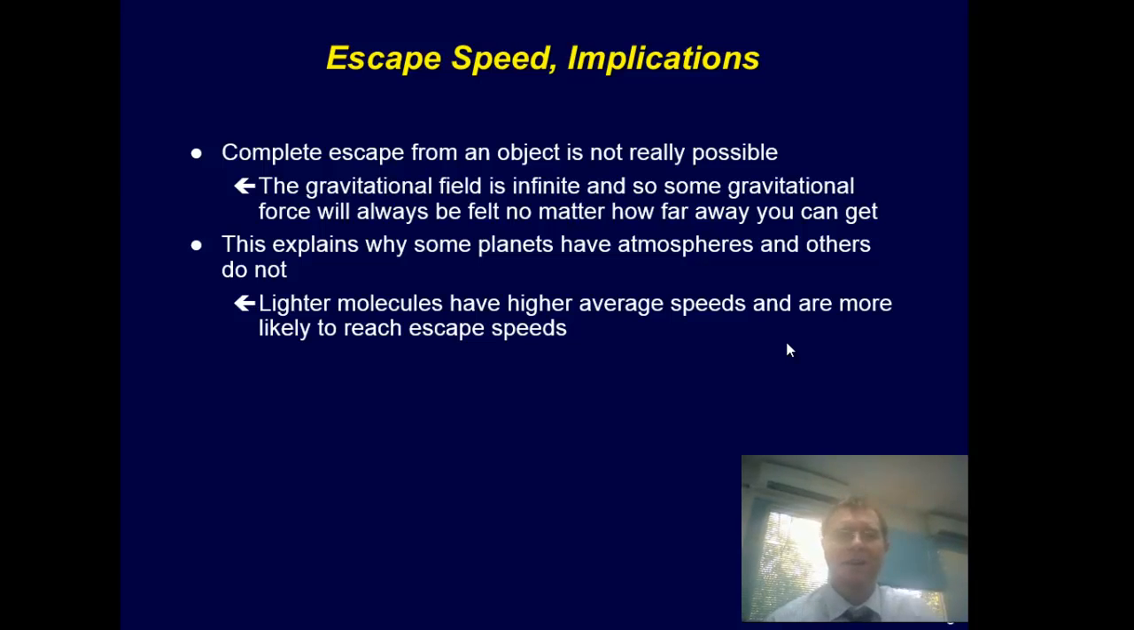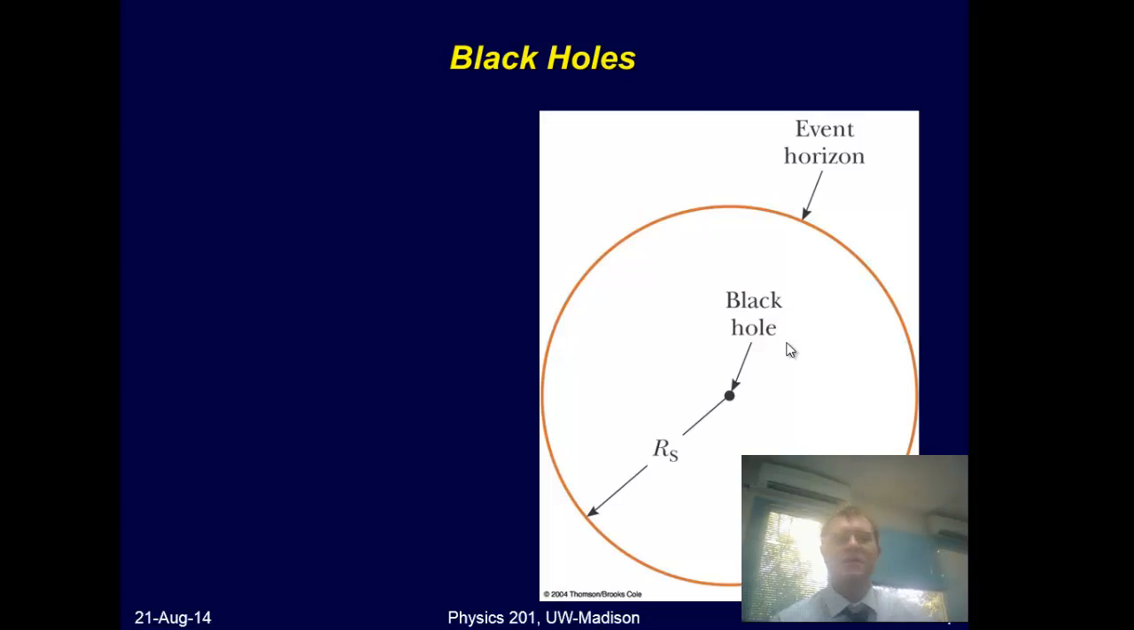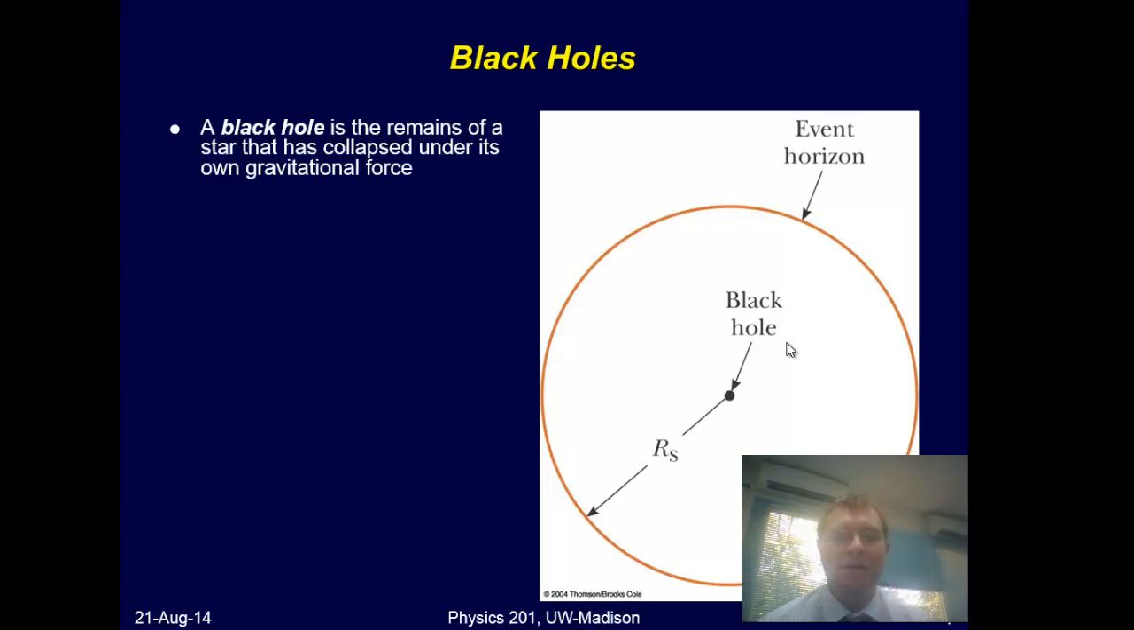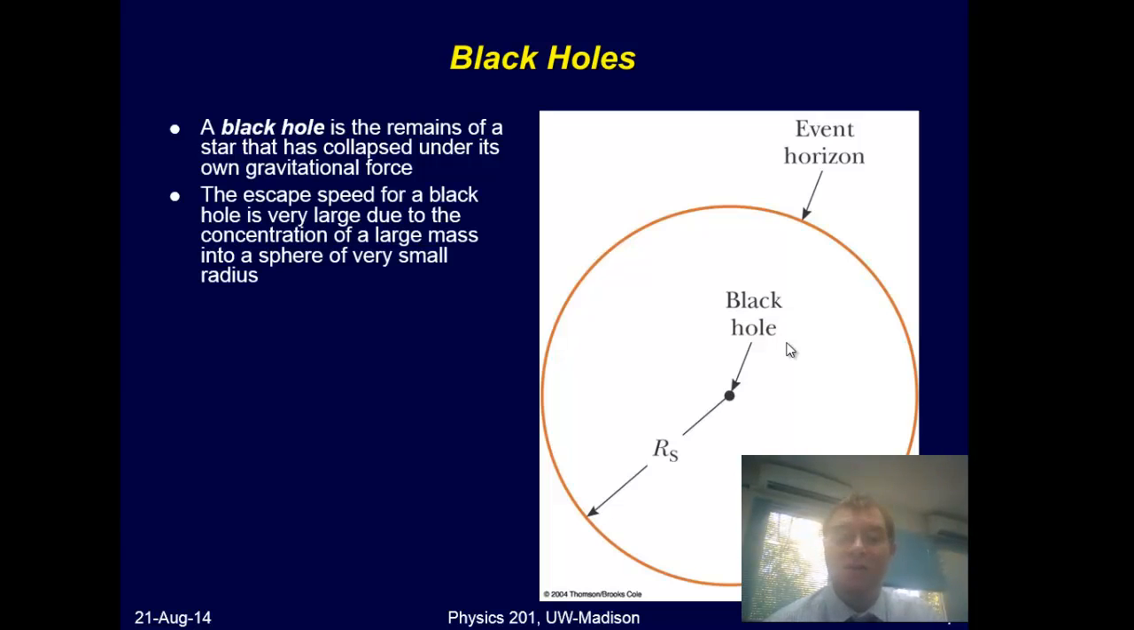This also has implications with black holes. How a black hole works is that it's the remains of a collapsed star, collapsing under its own gravitational force. This gravitational force is so great that it has a very large mass in a very small sphere, which means the escape speed exceeds the speed of light. So radiation cannot escape, and therefore it appears black.